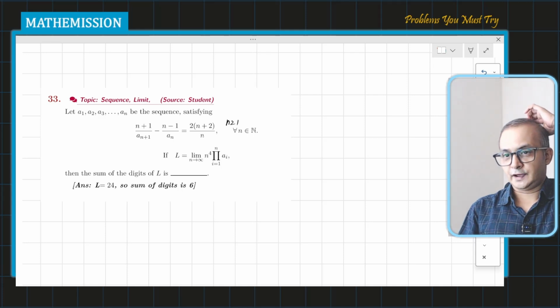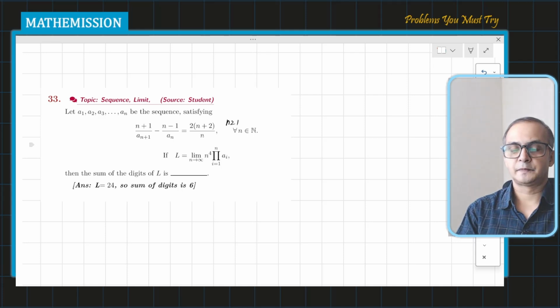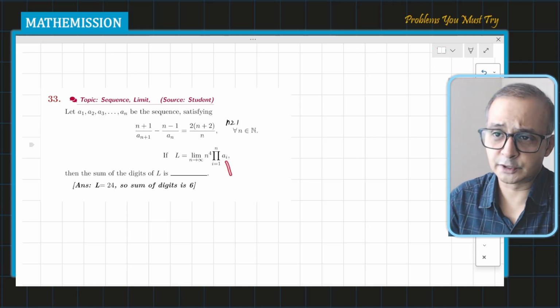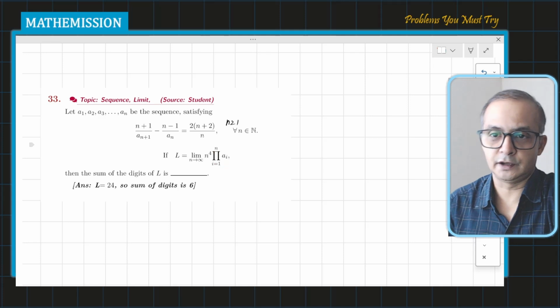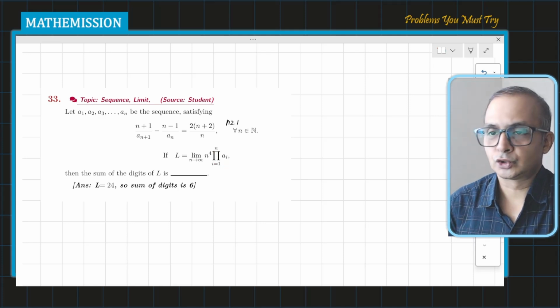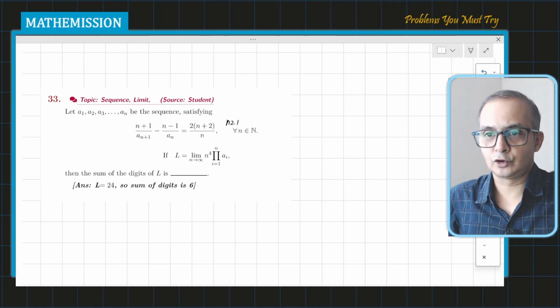Alright, so for n greater than or equal to 1, we have to find the limit of n to the power 4 times the product of these ai's running from 1 to n. So first of all we have to identify the formula for an, then we will substitute it there, find the product, and then evaluate the limit. So the main challenge is how do we find the an.